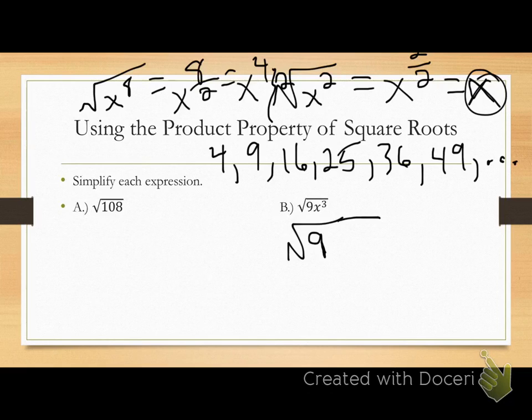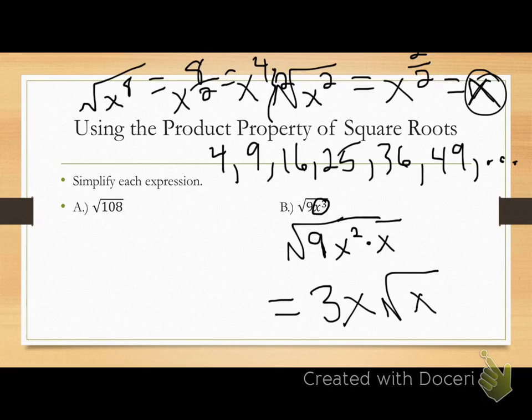So I can break x to the third down into x squared times x. Because if I multiplied those, that'd give me x to the third. And now I've broken it down into something that I can take the square root of. So the square root of 9 is 3, so I pull that out of the radical. The square root of x squared is x, so I can take that out of the radical. And then I cannot take the square root of just x by itself. So here is my simplified expression.